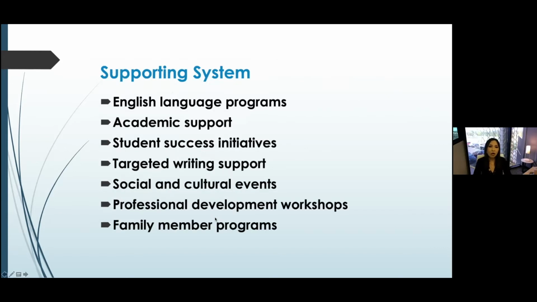Then let's talk about the supporting system. Universities have a lot of English language programs: writing, speaking, listening. And some universities offer academic support, like advising programs or mentorship programs. Like us, we provide each new freshman student, from an international country or even domestic, with one advisor, whether a professor or the chair of the department, who can advise them every week. So every university has a different model to support students' academic success.